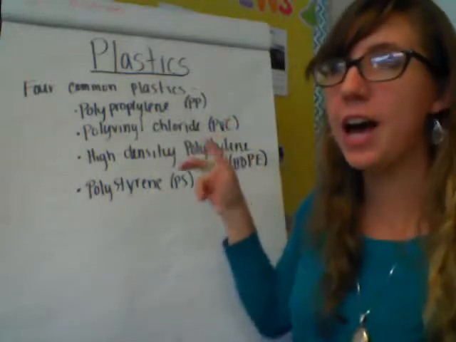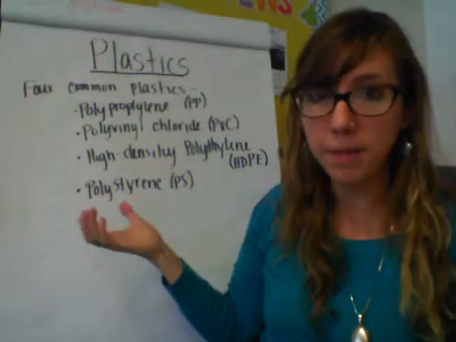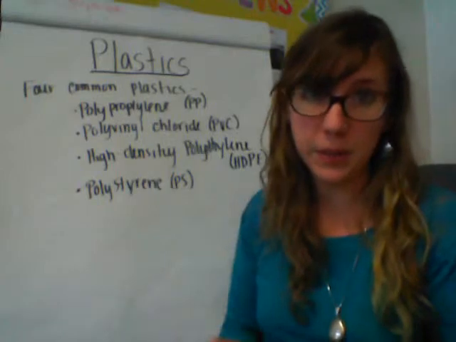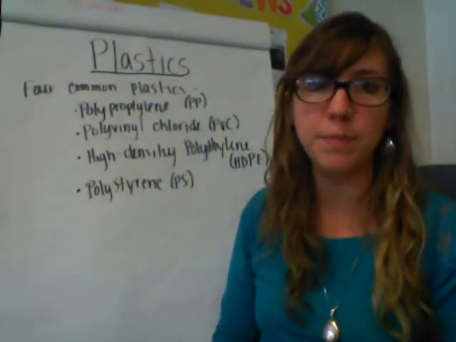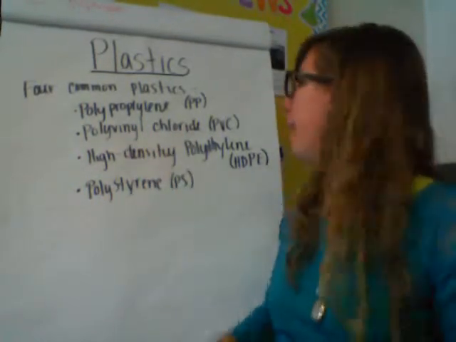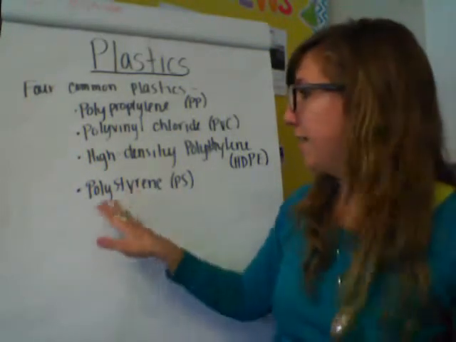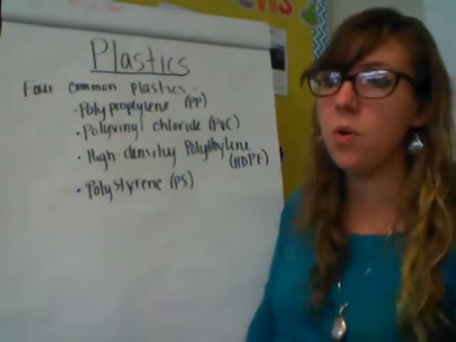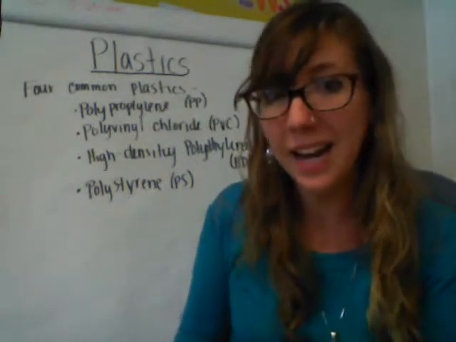So for example, PVC, you might hear of PVC pipe. PVC pipe is basically polyvinyl chloride pipe, so it's like a pipe made out of plastic. You can use that for many different purposes, but it's called PVC pipe because it's made of polyvinyl chloride. High density polyethylene, and the last one is polystyrene, or PS. So those are the 4 types of plastics that you are going to be investigating today.